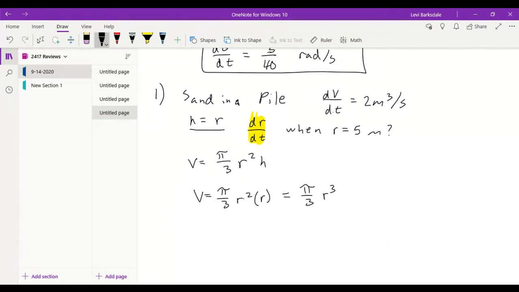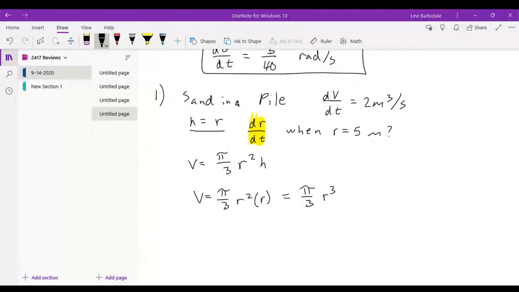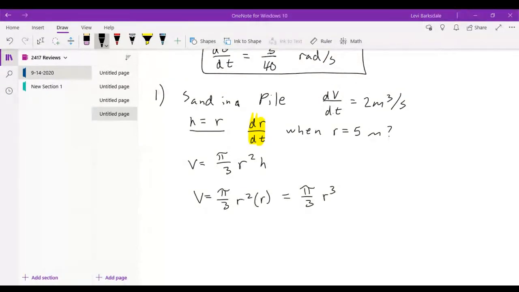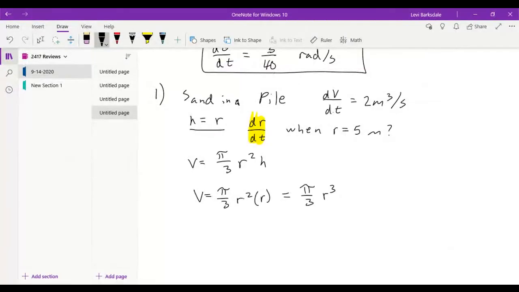Make sense? Is that what you did? All right, yeah, this is a trick that people will sometimes throw at you. They'll give you a few too many variables and make you try and take them out using equations that they give you. So now, because our equation has only v and r, we can go ahead and take the derivative.